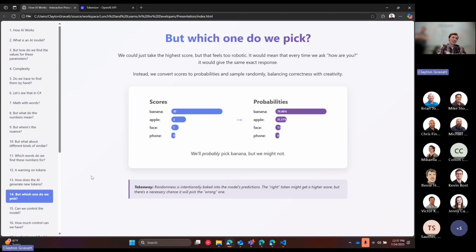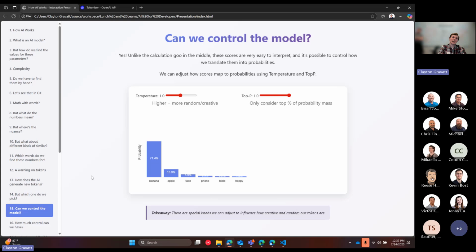But it's a question of, okay, we're adding these probabilities. We're adding this non-determinism to the model. So can we have some level of control over it? The answer is yes. So how do we control the model? Unlike that hand-wavy calculation goo in the middle, these scores are very easy to interpret and it's much more possible to control how we go about translating these into probabilities.